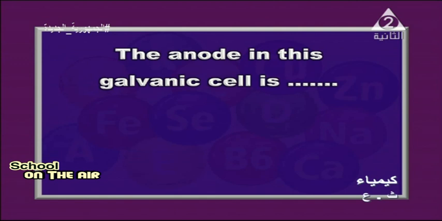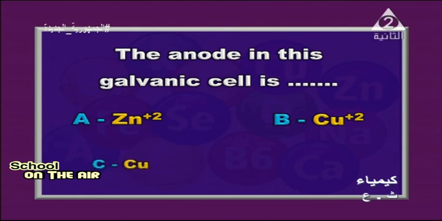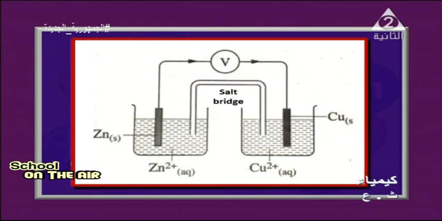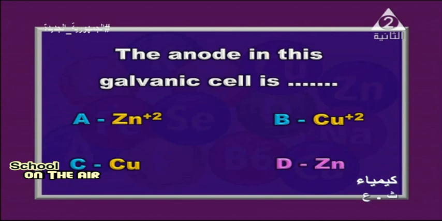The anode in this galvanic cell is what? Is it zinc positive 2, copper positive 2, copper, zinc? If you look at the graph here, we know that the direction of electrons starts from the anode towards the cathode. So zinc here is the anode for this galvanic cell.